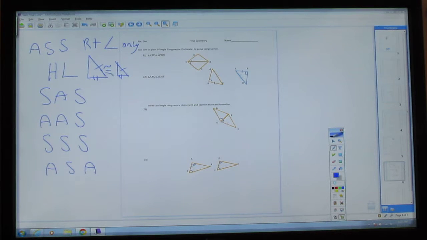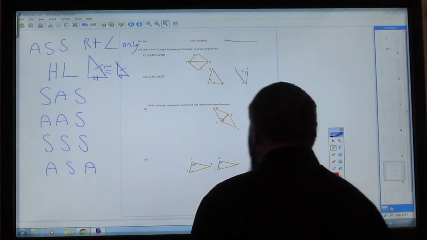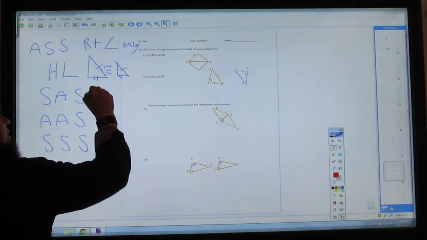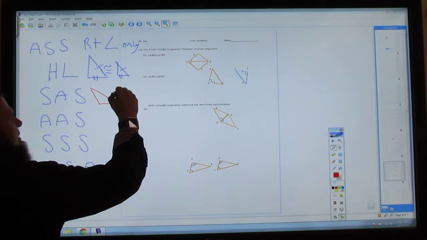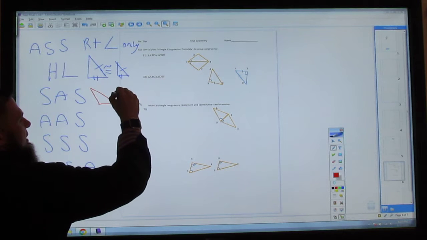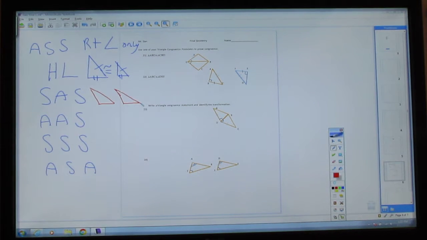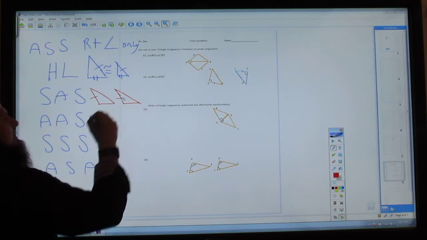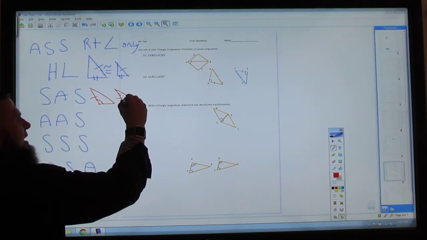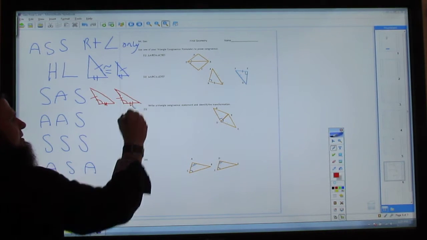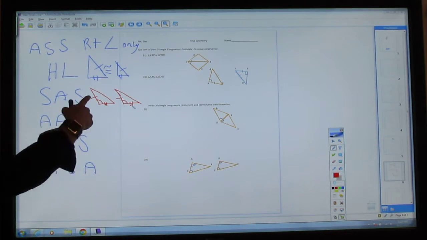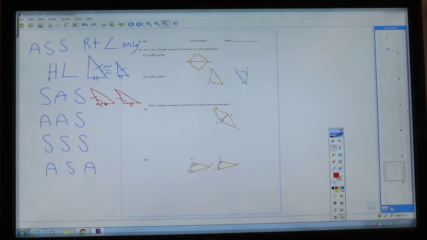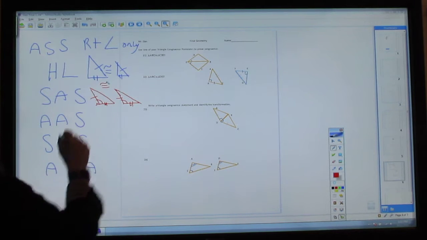Alright, side angle side. Let me change color so it doesn't get too convoluted. Side angle side says, hey, if I got this triangle, whatever triangle it might be, and this other triangle, whatever triangle it might be, right? And hopefully they're congruent only if this side is congruent to this side, this angle is congruent to this angle, and this side is congruent to this side. Does that make sense? Side, angle, side. Right? So if they are, then that is congruent.